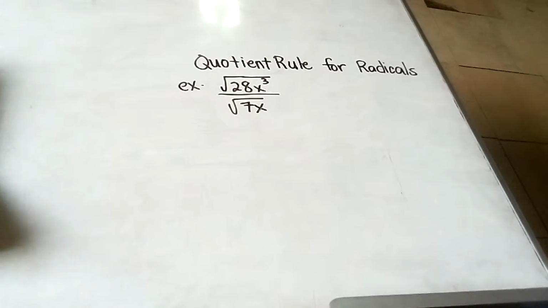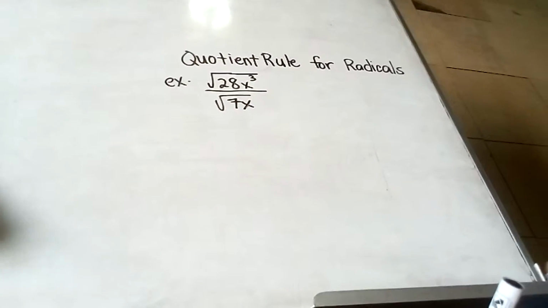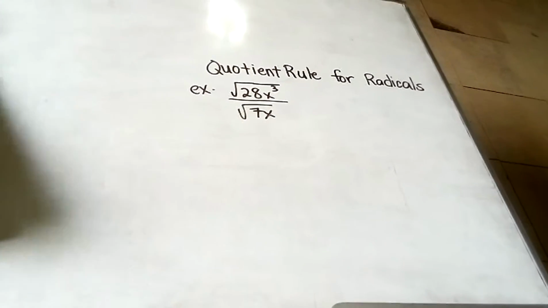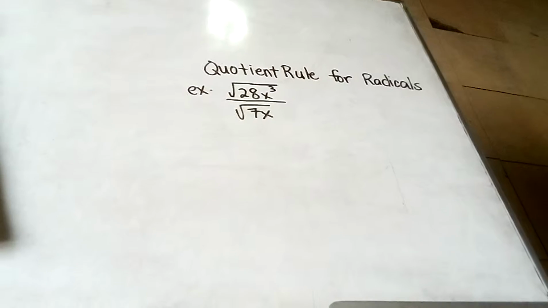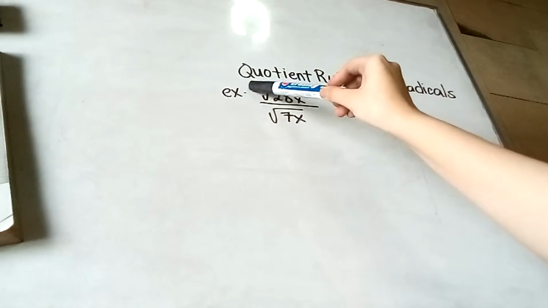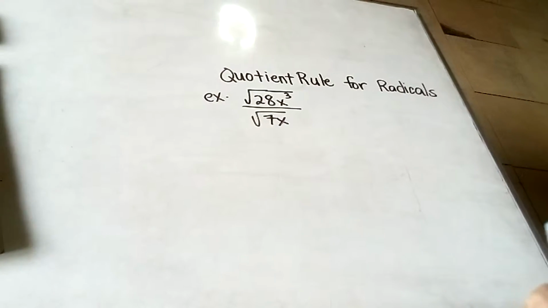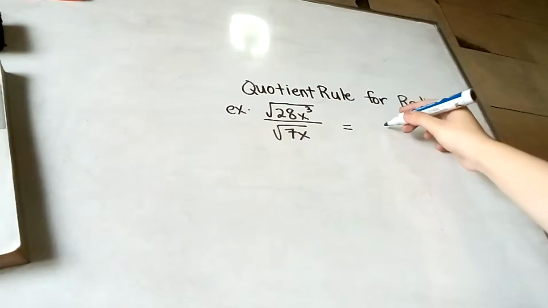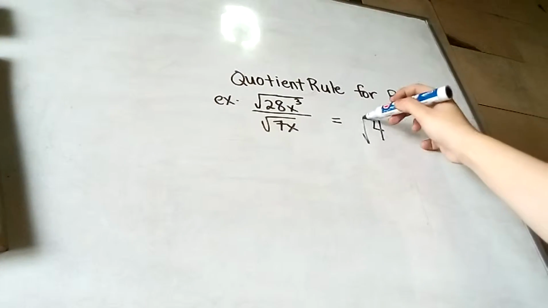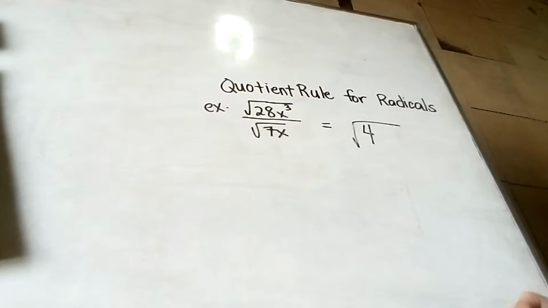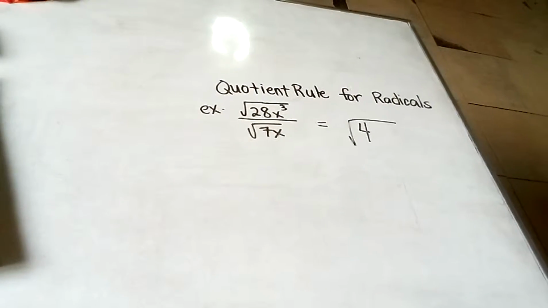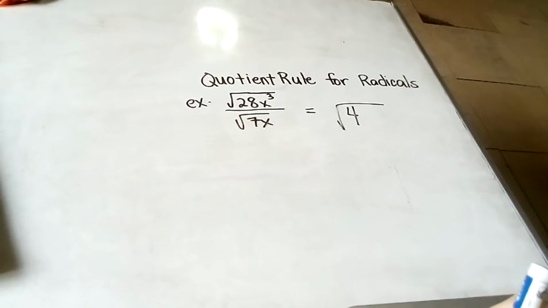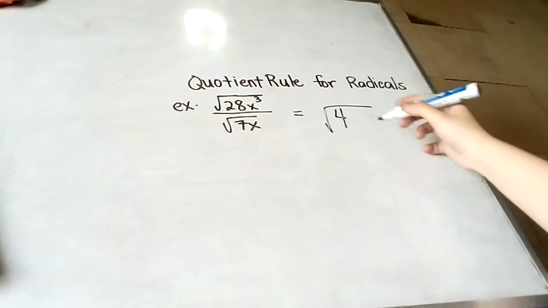Square root of 28x cubed over square root of 7x. So, to simplify this, you can directly divide since it has the same index of 2. So, 28 divided by 7 equals 4. Square root of 4. Then, remembering the law of exponents, x cubed over x is x cubed minus x, so it is equal to x squared.